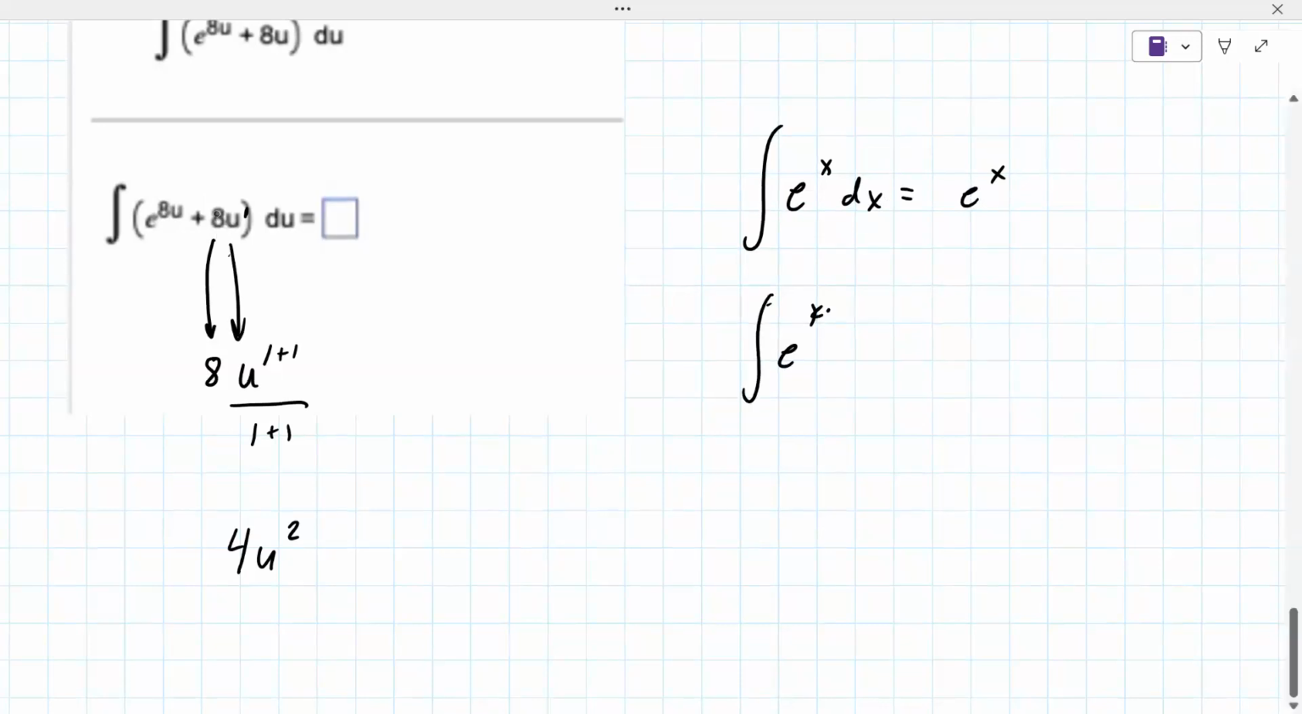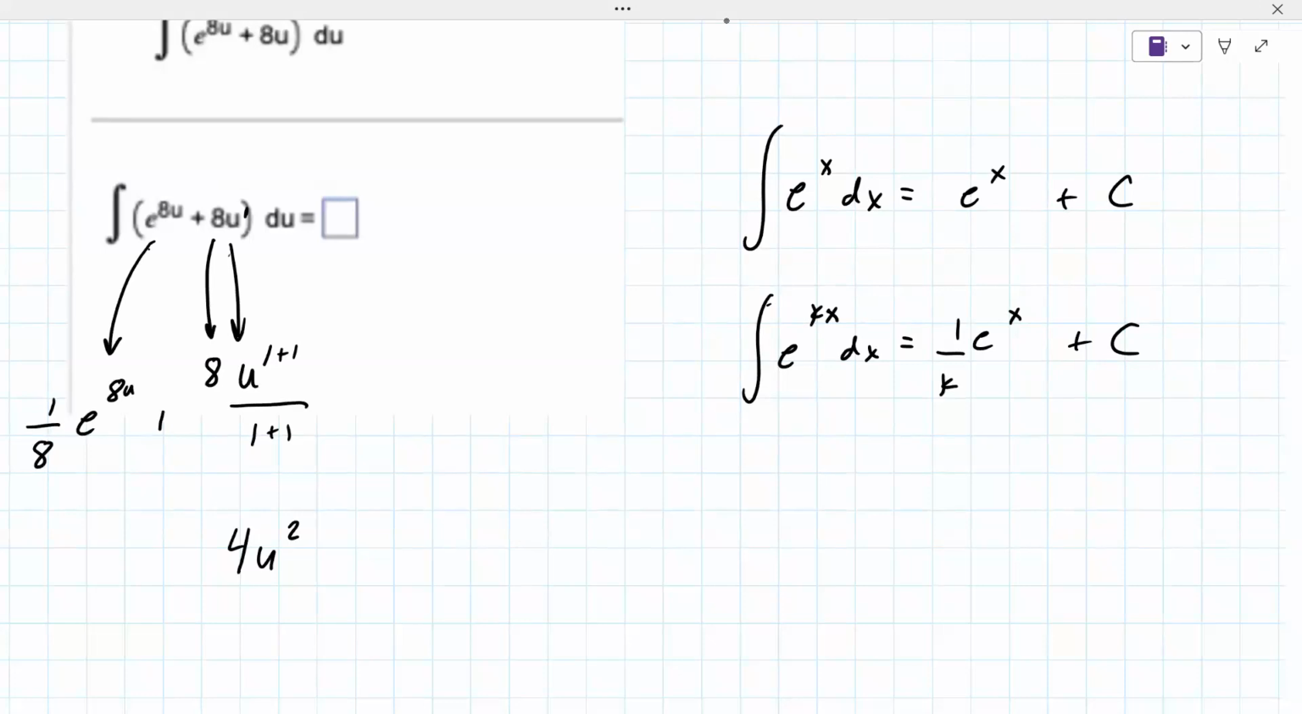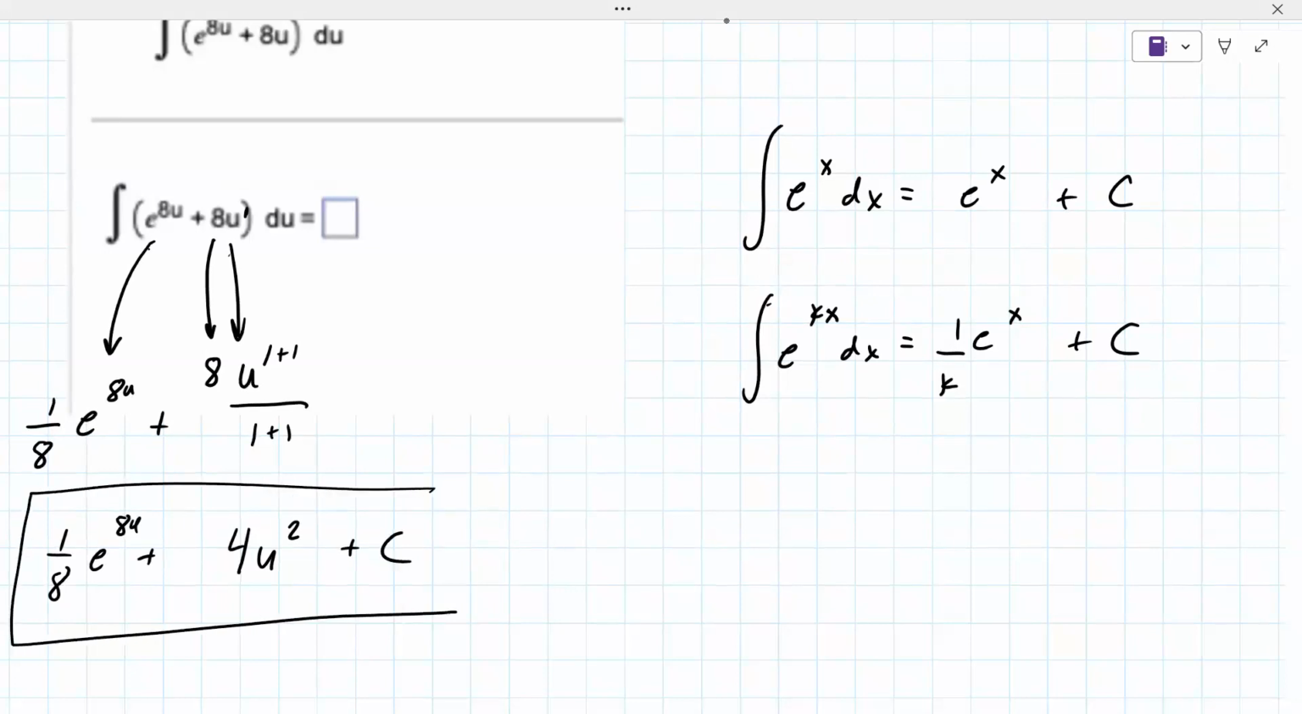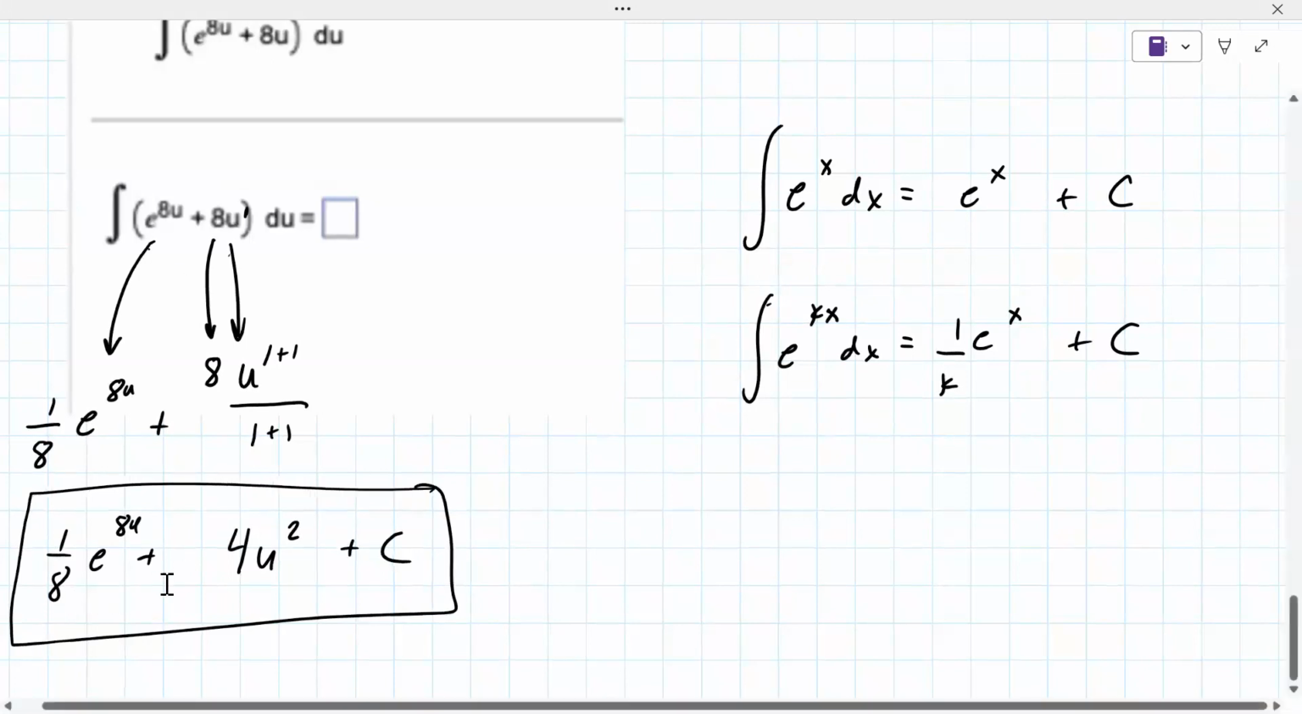So when it's e to the kx dx, the antiderivative is 1 over k e to the x, and there's still a plus c there. That applies to this first one. It becomes e to the 8u times 1 over 8. And again, when you get to this on the exam, you'll just take a derivative of this and see which one is the derivative matchup.